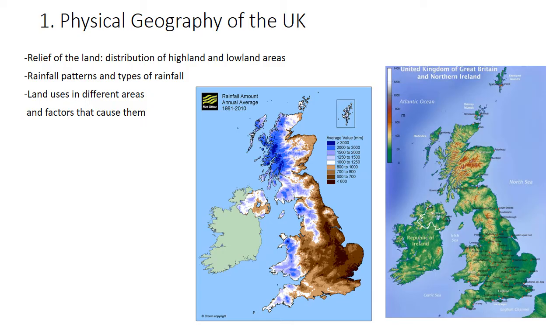You can see from the relief map on the right that the mountainous areas in the UK are mainly towards the north and also towards the west of the UK, whereas it's much flatter and lower land towards the south and the east.